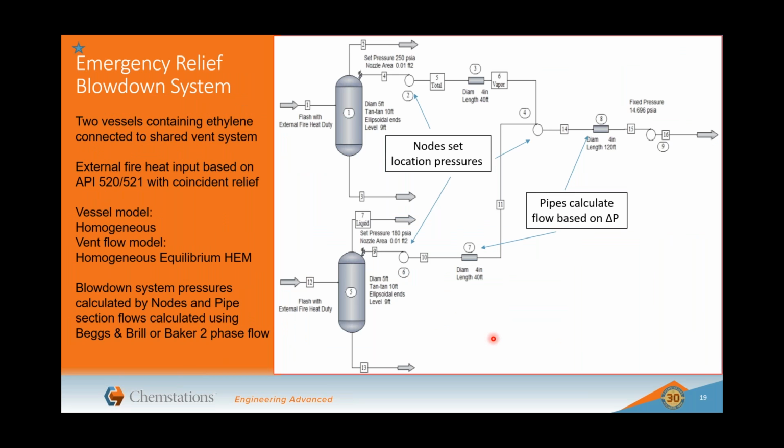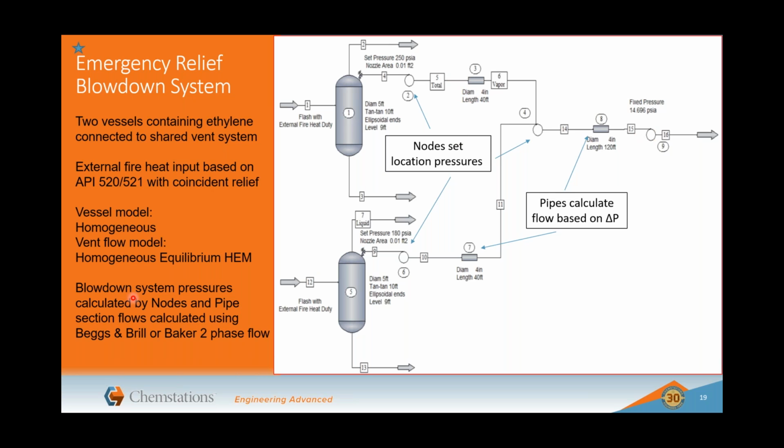So the first one we're looking at is fire relief, external fire, API 520, two tanks, and we have two separate set pressures. We've got the first one set at 250 psia. We've got a fixed nozzle size, and this one is set at 180 psia. It's a coincident fire, and what we have here is the pressure node, which balances the pressures during relief through the whole system. It's venting to atmosphere. This pressure node is set at a fixed pressure of 14.7 psi absolute, and these are the valve sections.